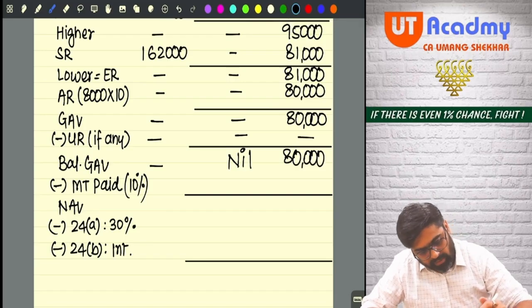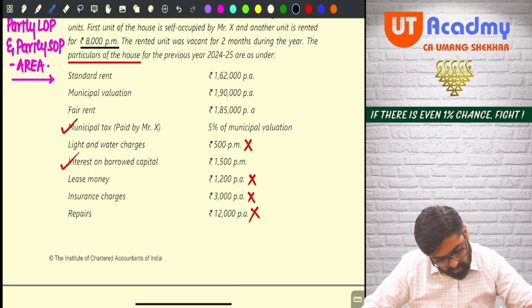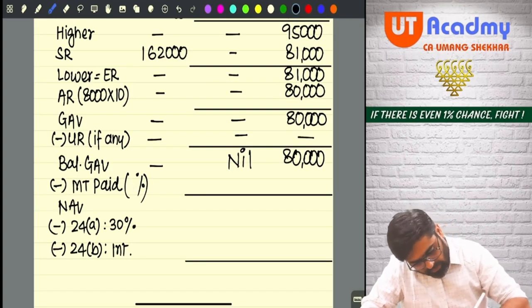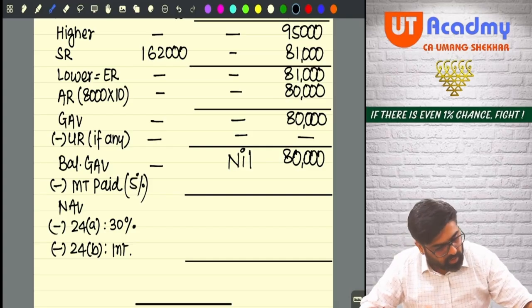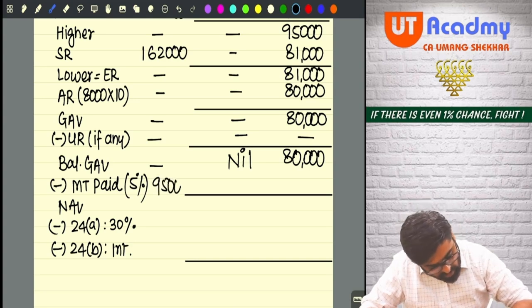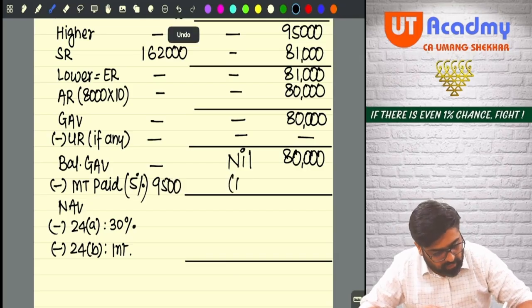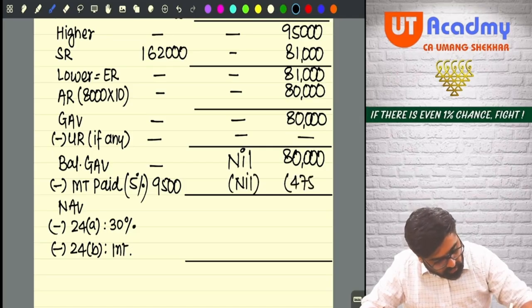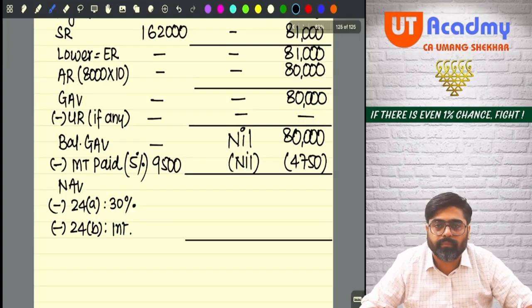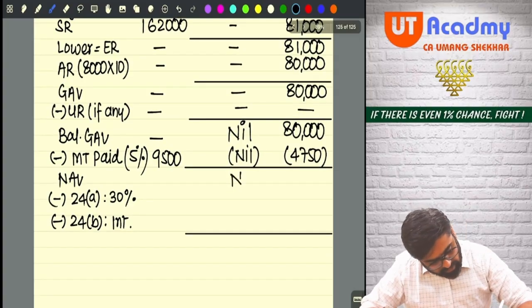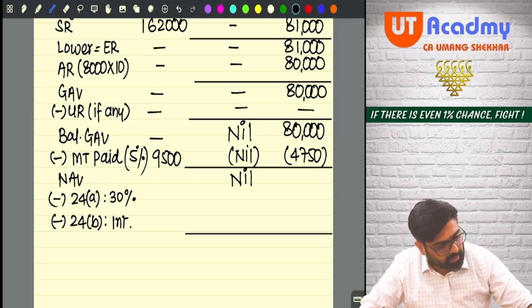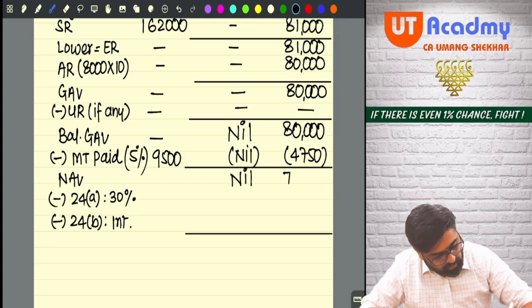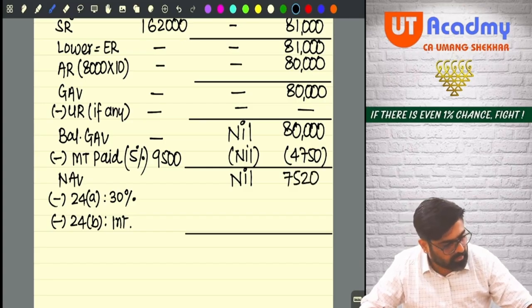Now municipal taxes are how much? Municipal taxes are 5% of municipal value. So 1,90,000 into 5% will give me 9,500. Out of that, half relates to SOP and will not be allowed as a deduction from the SOP portion. So divided by 2 it will be 4,750. That will be allowed from the LOP portion. So final NAV for SOP will be nil. For LOP, 80,000 minus 4,750 will give me 75,250.